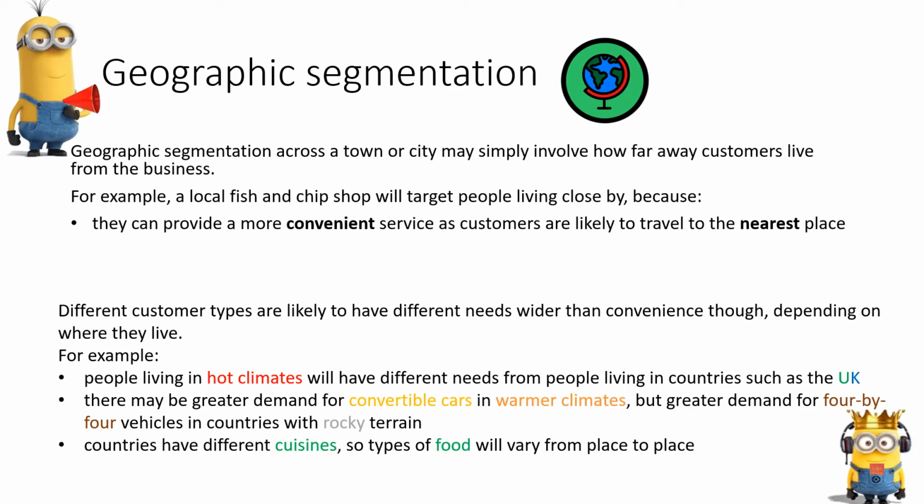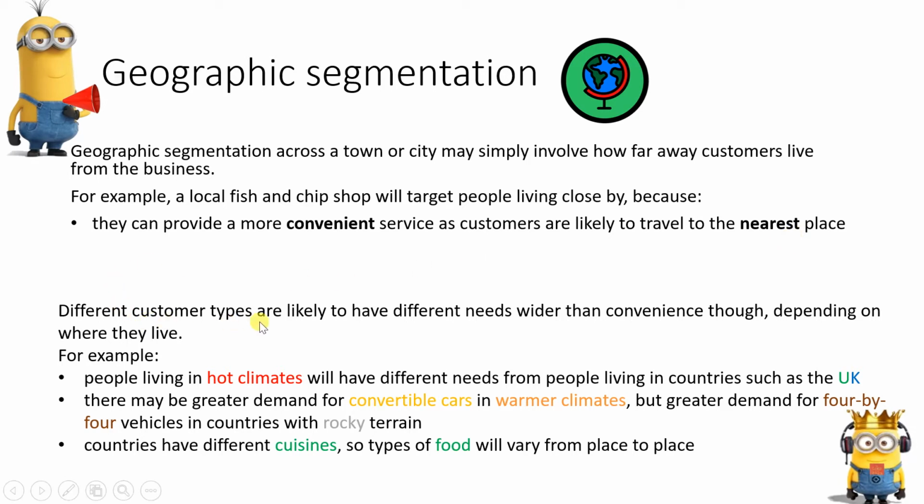Here's Kevin to go over it one more time about geographic segmentation. Geographic segmentation is about across a town or a city that may simply involve how far away customers live from the business. For example, a local fish and chip shop will target people living close by because they can provide a more convenient service as customers are likely to travel to the nearest place because they want to get home and have it while the chips are hot.